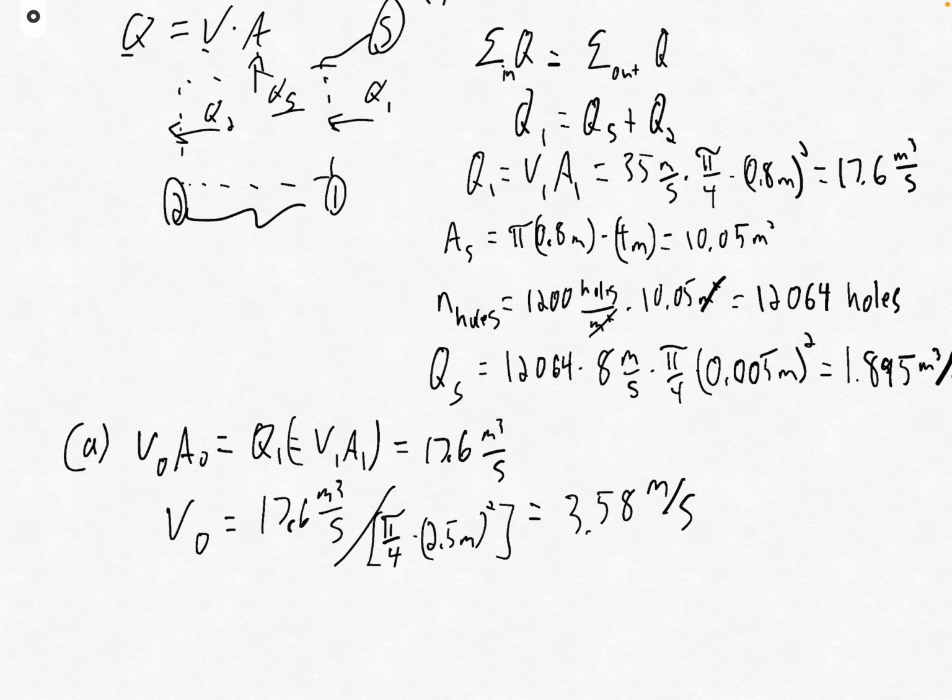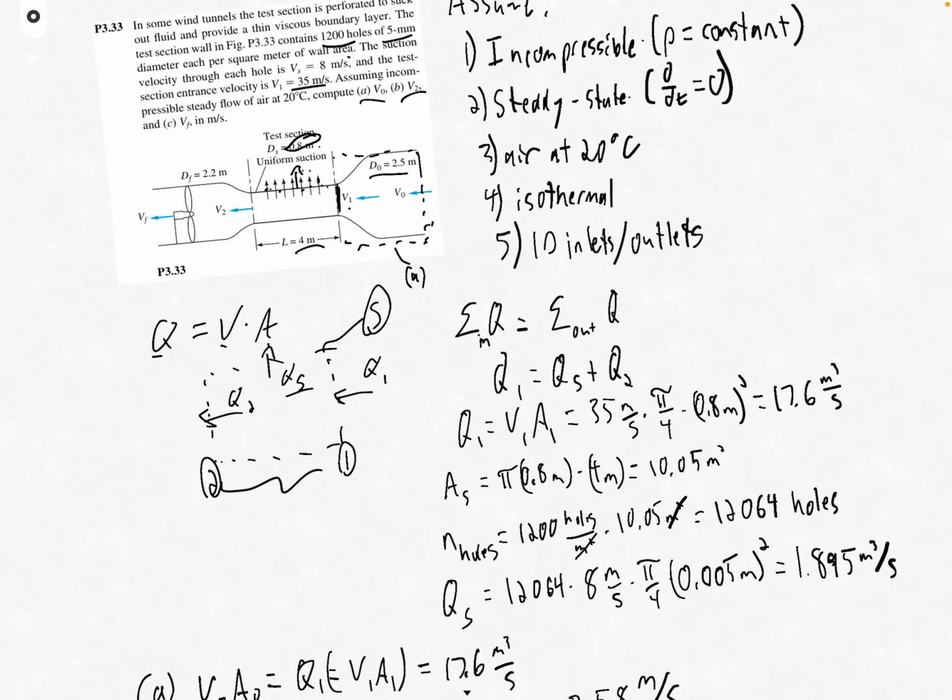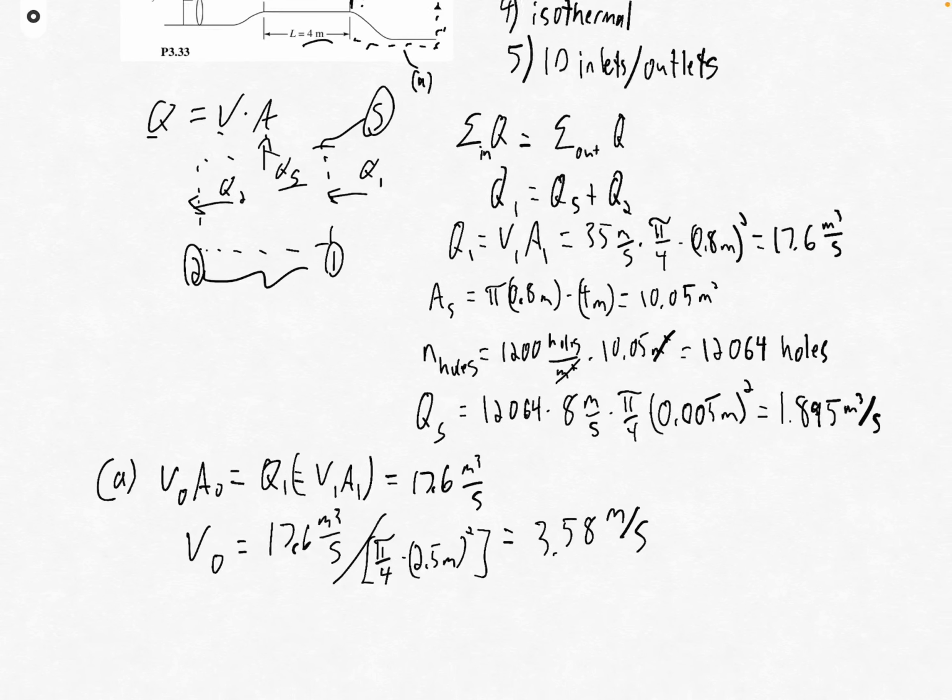Okay, let's just check significant digits here. We're giving everything to, at most, 2 significant digits. We'll probably say this is about 3.6 meters per second would probably be sufficient precision for that answer.